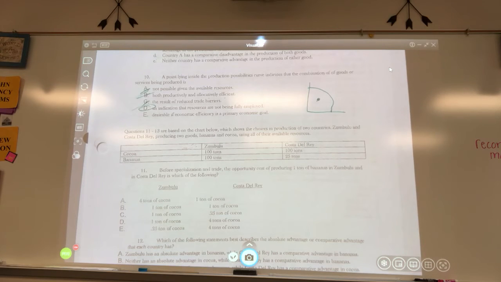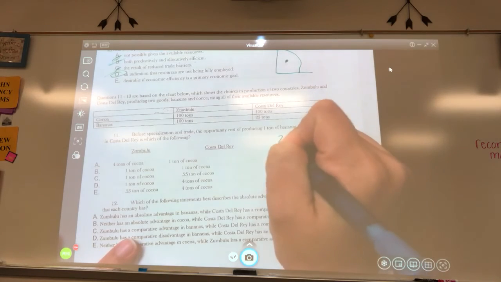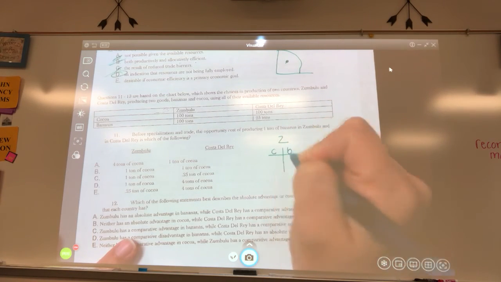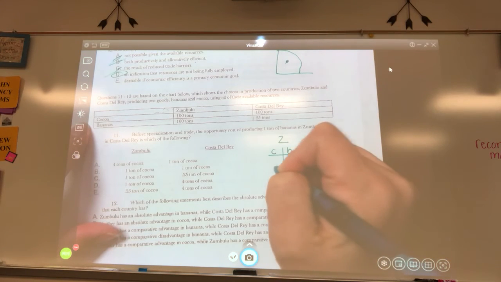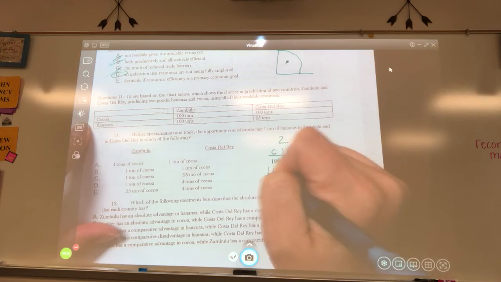In questions 11, 12, and 13, based on the chart below, this shows some choices of production between 2 countries, Zambulu and Costa del Rey, producing 2 goods, bananas and cocoa, all using the available resources. So what do I need to do? Set up a chart. I'm putting Zambulu, they could do cocoa and bananas. How much cocoa can they do? 100 tons. How much bananas can they do? I'm going to divide by 100, that gives me 1 and 1. Great, terms of trade.